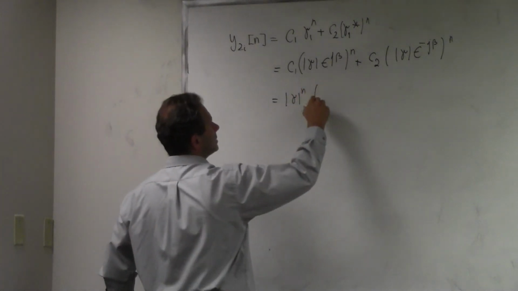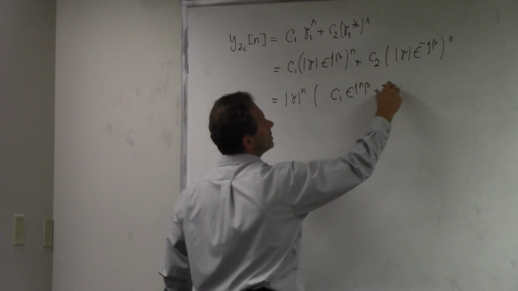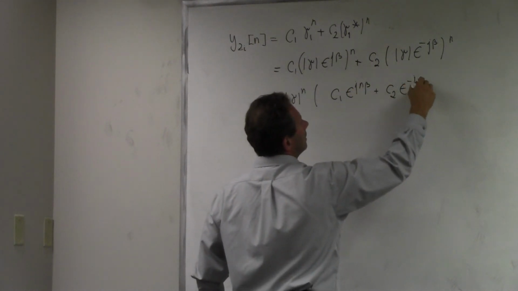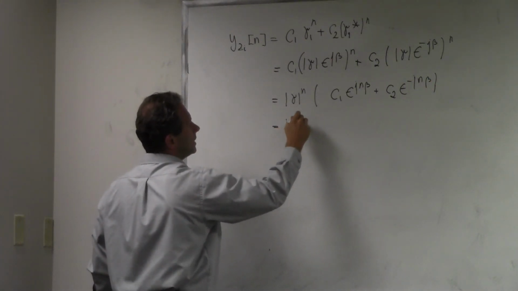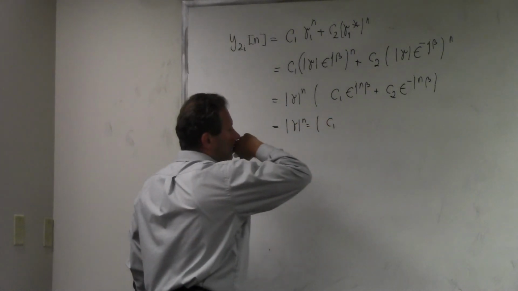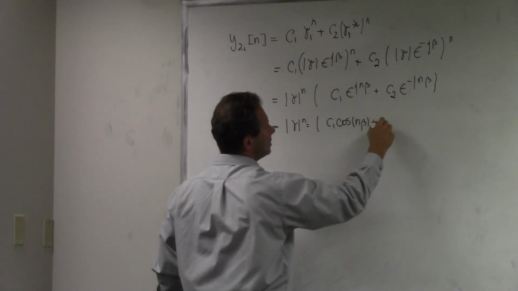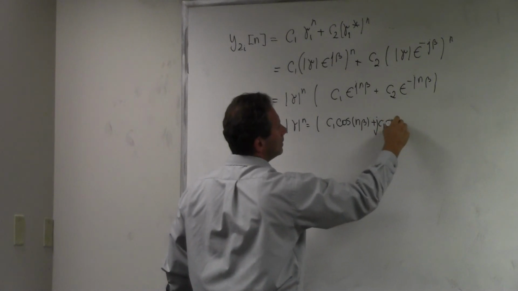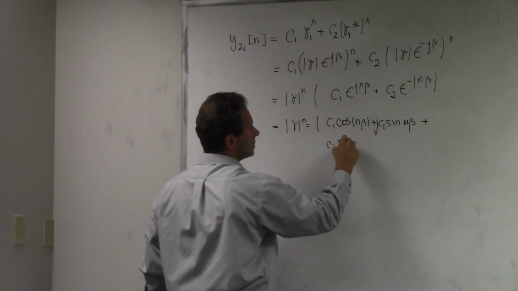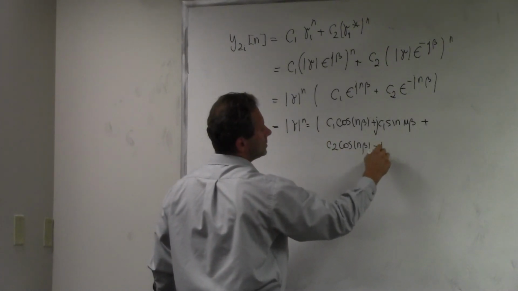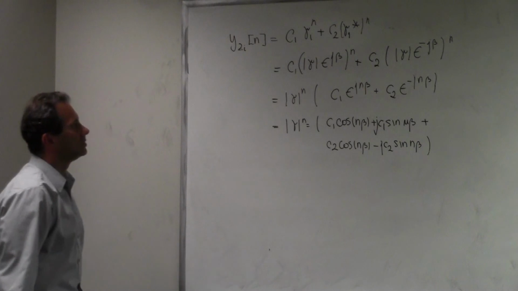For example, gamma to the n can be taken outside as common. And then what I'm left with inside is C1 e to the j n beta plus C2 e to the minus j n beta. And then using Euler's rule, I can say that this is C1 cosine n beta plus j C1 sine n beta plus C2 cosine n beta minus j C2 sine n beta.